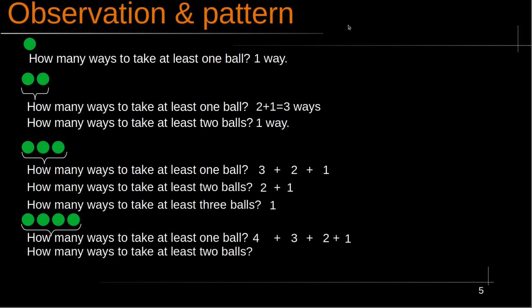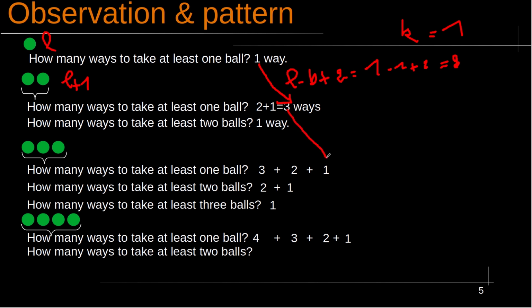Let's say K is equal to 1. So from 1 to here, from PL is L plus 1. So the difference will be L minus K plus 2, which is 1 minus 1 plus 2, which is 2. Which means the difference between this and this is 2. It is correct.